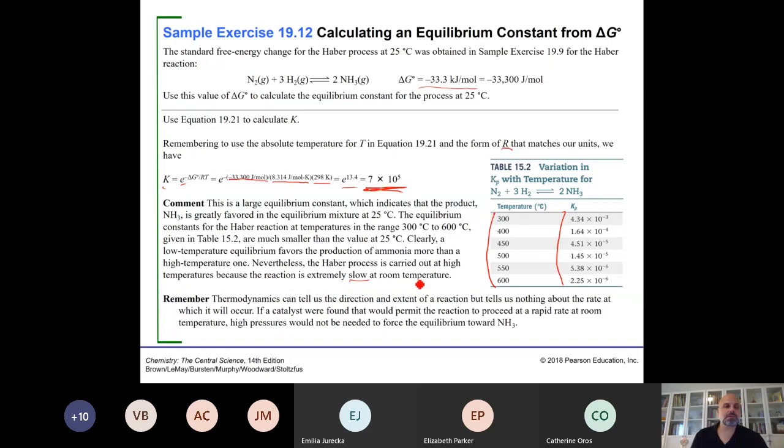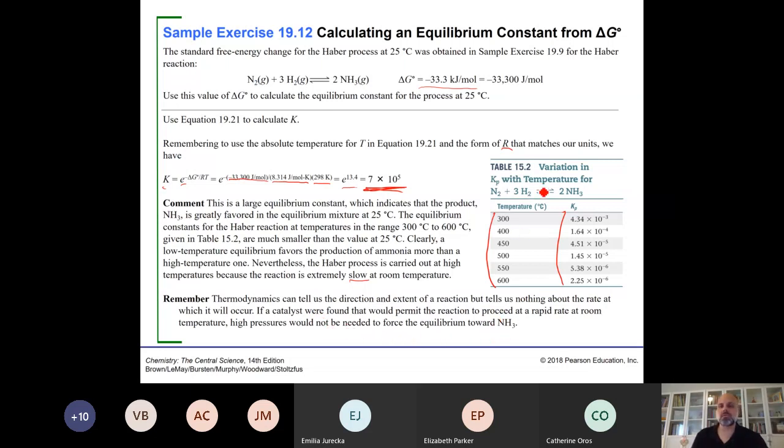It's a very slow reaction, because the equilibrium constant doesn't tell us anything about activation energies. The thermodynamics tells us the direction and extent of a reaction. It tells us nothing about the rate at which it will occur. If a catalyst were found that would permit the reaction to proceed at a rapid rate at room temperature, high pressures would not be needed to force the equilibrium towards ammonia.